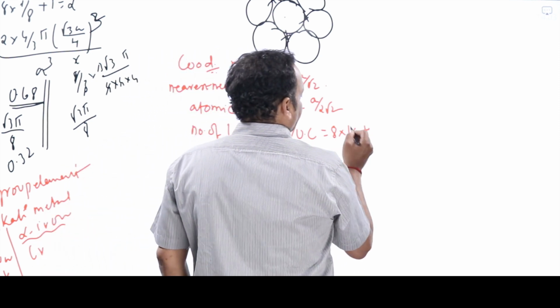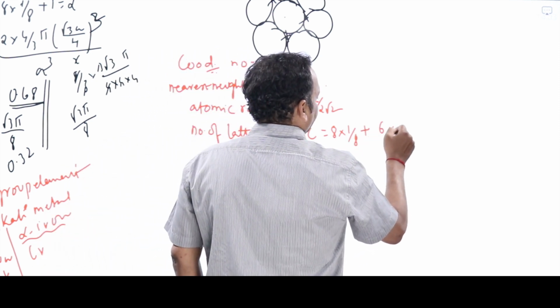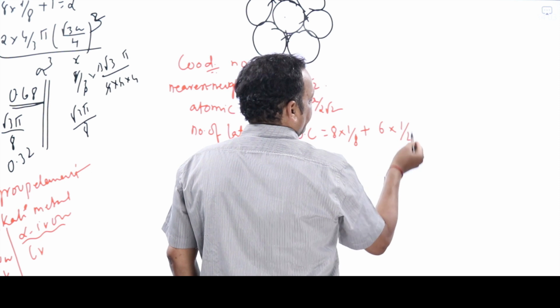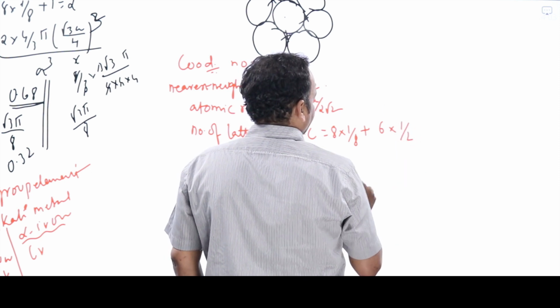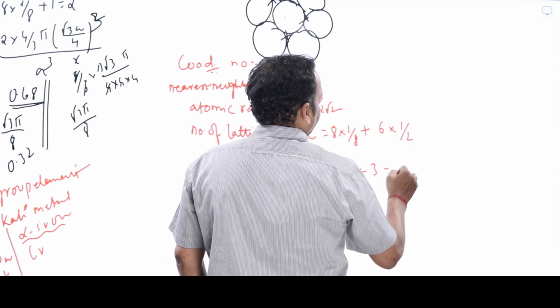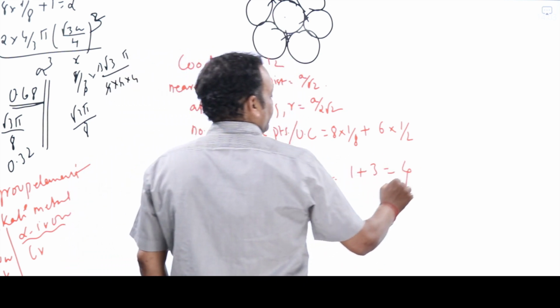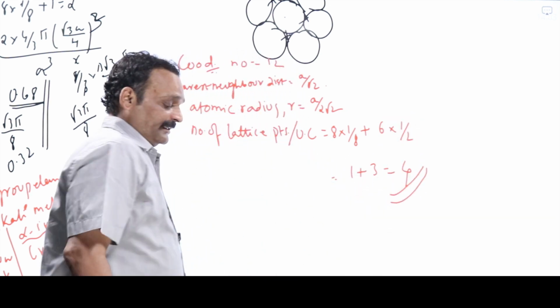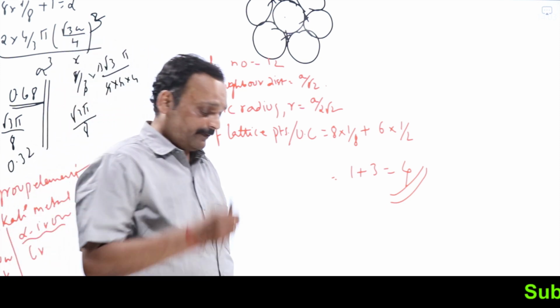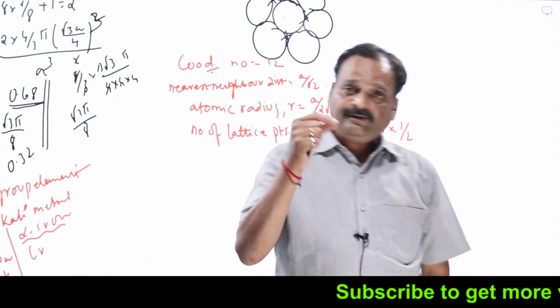Okay, right, 8 into 1 by 8 from corner atoms, 6 into face-centered points. 6 are there. From each one I am getting only half. That is equal to 1 plus 3 equal to 4. So the number of lattice points per unit cell in FCC is 4: 1 from corner atoms and 3 from face-centered atoms.